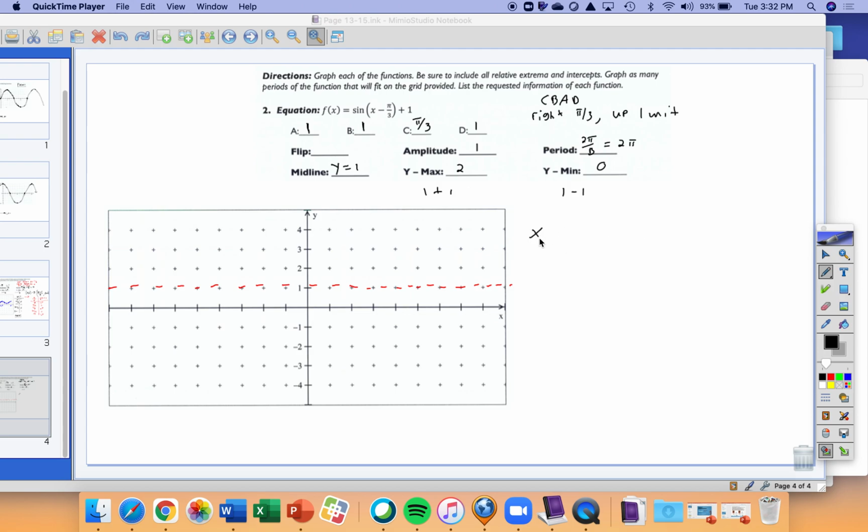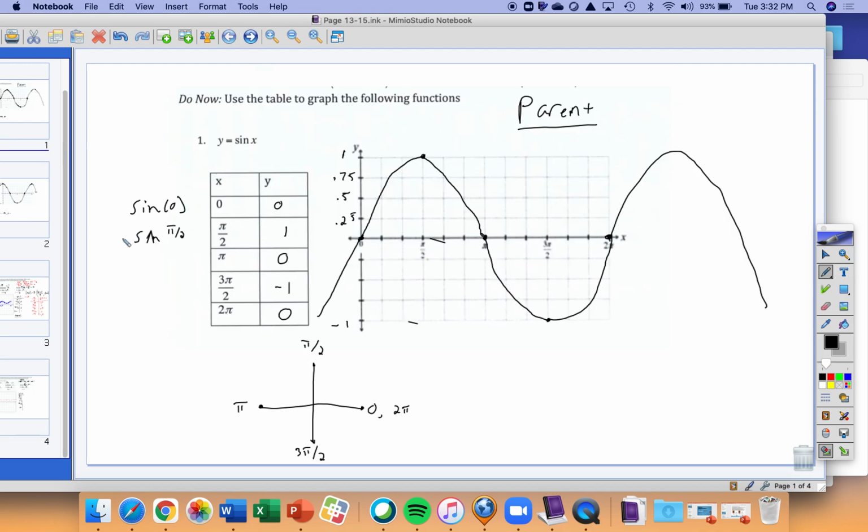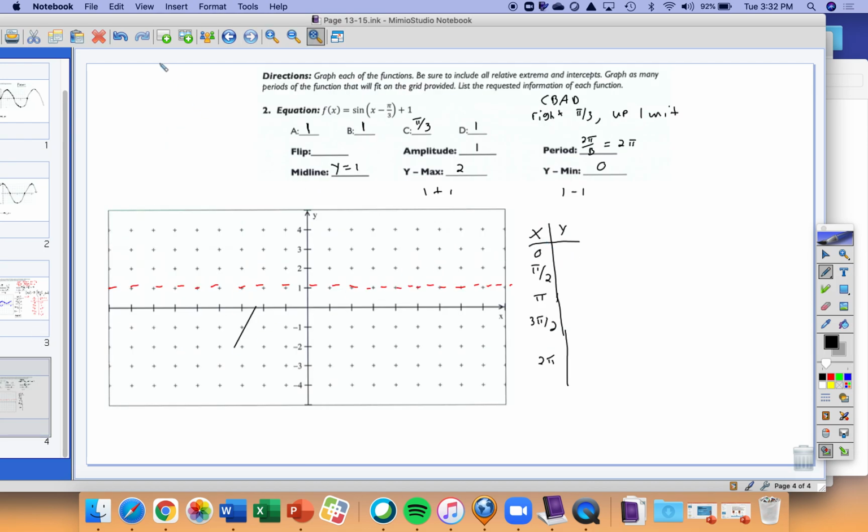Now let's go through our points. We always start off with our parent function. Let me make this a little cleaner. Here's our parent function, our x and our y values. Since we're talking about the sine function, my x values are always 0, pi over 2, pi, 3 pi over 2, and 2 pi. And our y values for our sine parent function, which can be found on this sheet right here, are 0, 1, 0, -1, and 0.